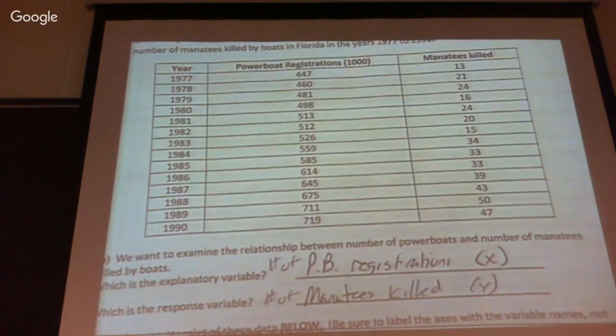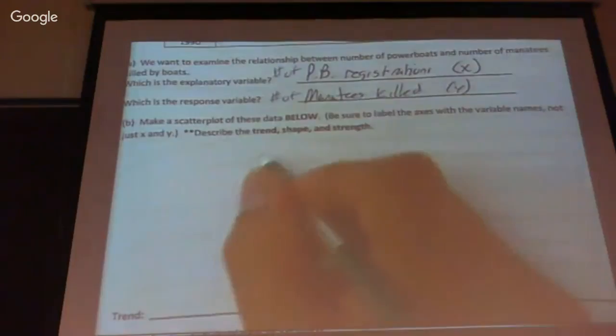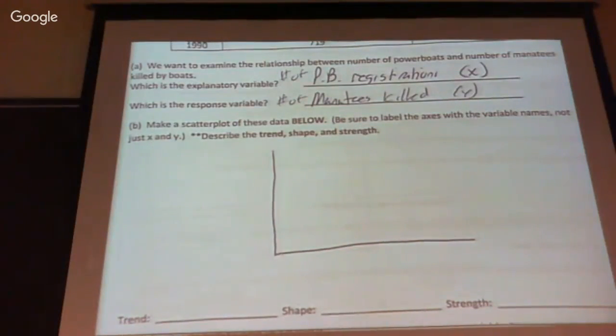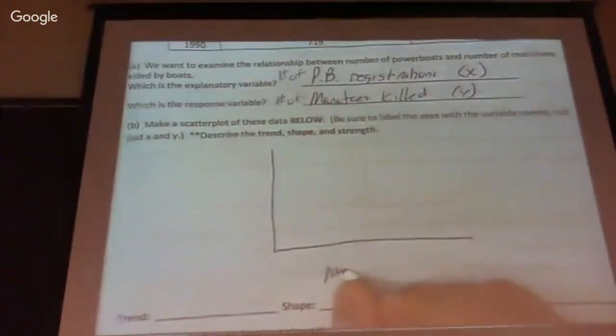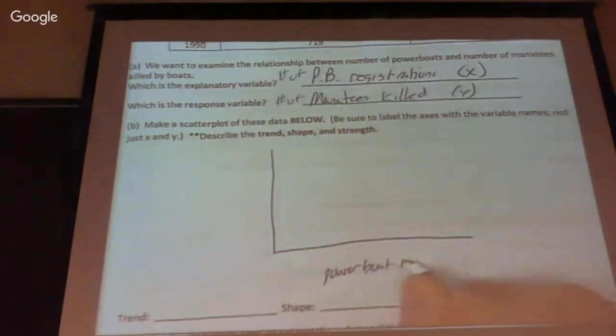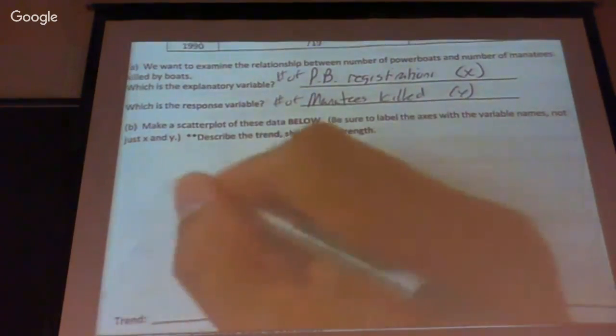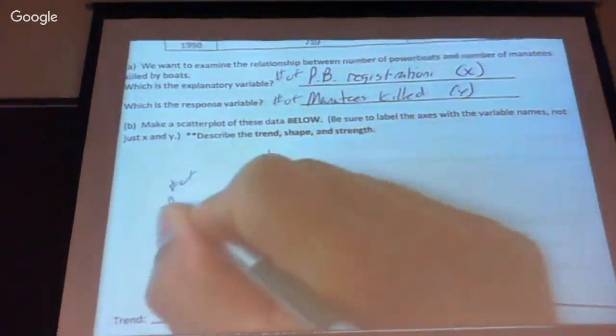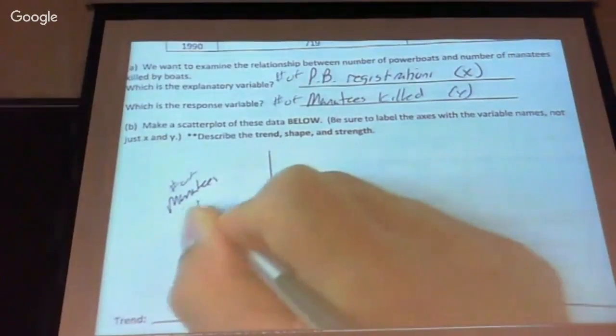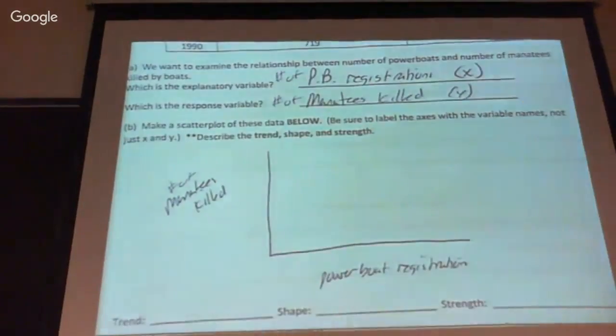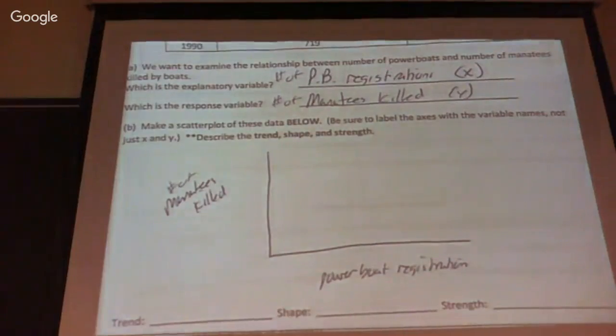Okay? So, again, not touching my calculator, the very first thing we're going to do is sketch this out. And again, without this step, that's where people go wrong. They hit graph and see nothing because they don't know what the data should look like. So we know our x-axis is powerboat registrations. And we know that our y-axis is number of manatees killed.